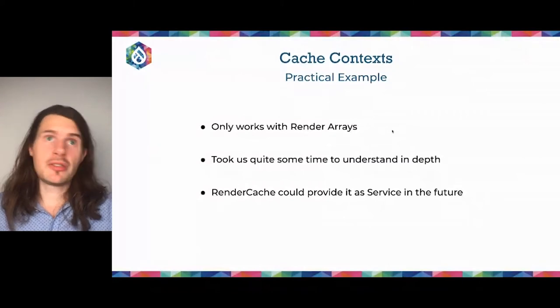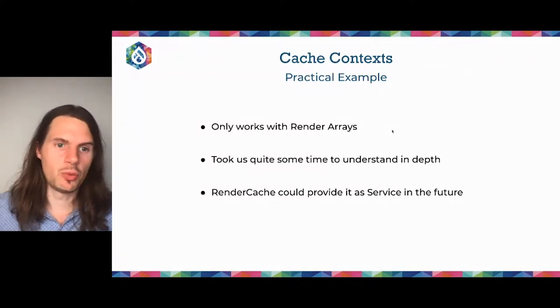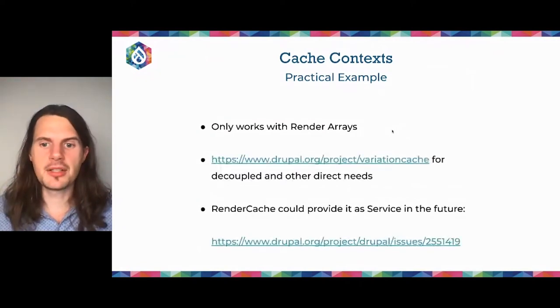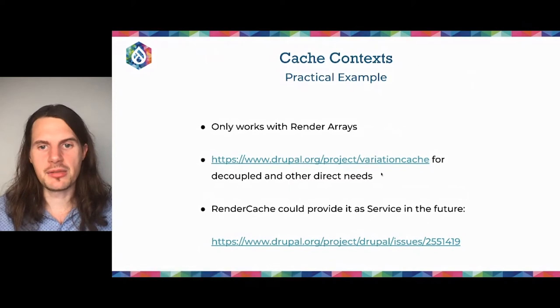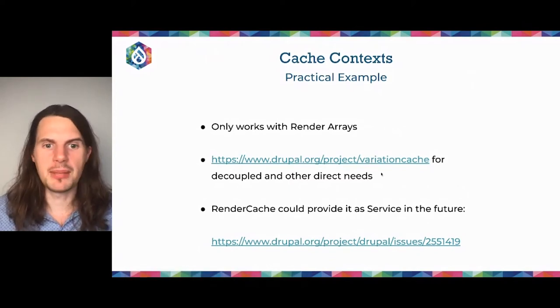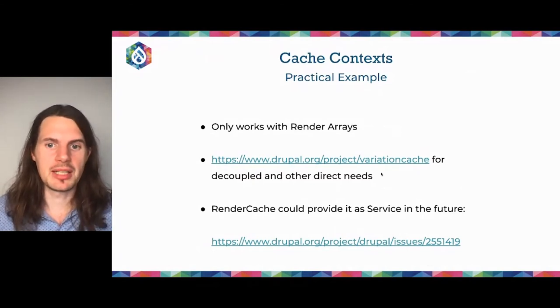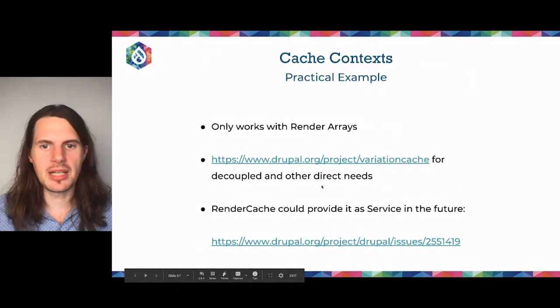One of the problems with cache context is right now, still they only work with render arrays. And it took us quite some time to understand how this whole structure and two-level caching could work. In theory, we could provide it as a service in the future. There's a core issue, if anyone wants to take a stab at it. And there's also a Drupal.org project that can be used for decoupled variations. But essentially, it has no Drupal 9 release yet. So might not be the best choice right now for this. So maybe this core issue is a better one. It will be updated eventually, I'm sure.